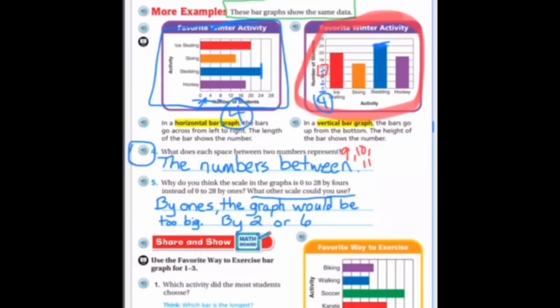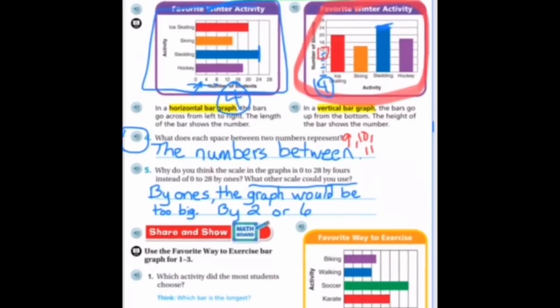If it's really small, like maybe you're only showing 4 or 5 things, like the number of students is only 4 or 5, then we could even have a scale of 1, right? So it all has to match up with how many votes or how many people you're trying to show in your bar graph.